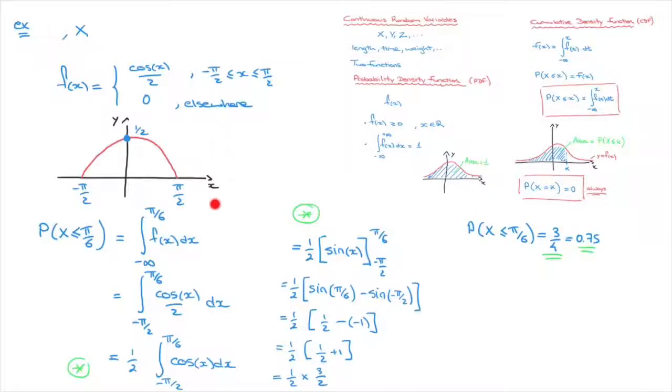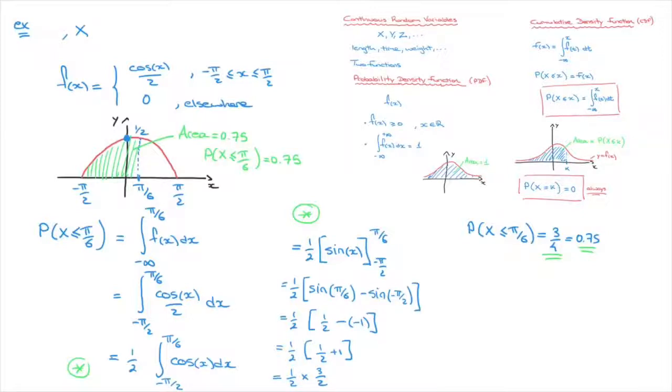Looking back at the quick sketch we made at the beginning, this probability corresponds to the area enclosed by this curve and the x-axis between x equals negative pi over 2 and x equals pi over 6. And that's the area I'm hatching right now in green.